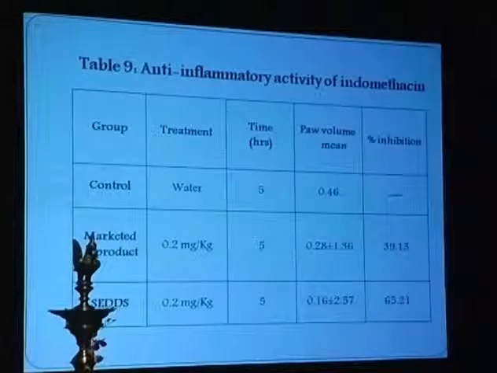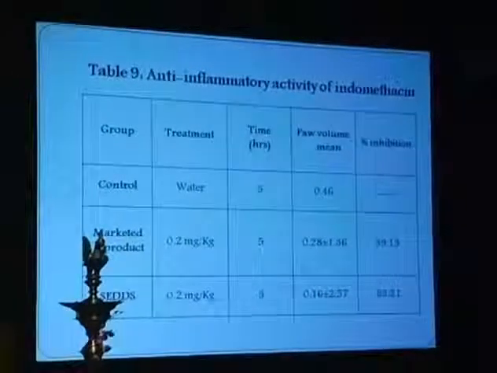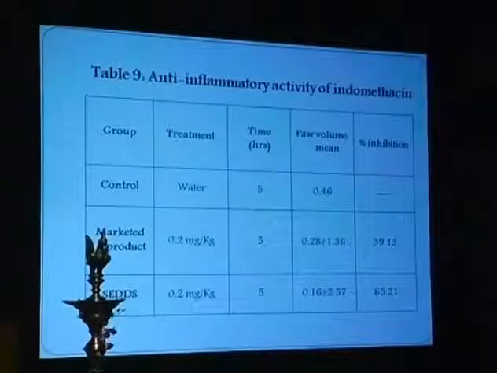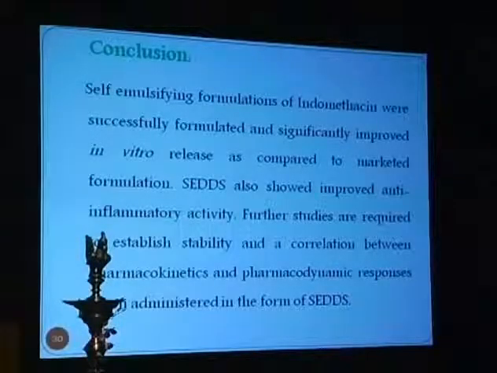So this anti-inflammatory activity was carried out taking 3 groups: one is a control, another is the marketed product made into a suspension, and the other is the optimized formulation F2. If you find the percentage inhibition, significant inhibition was found with the optimized formulation.